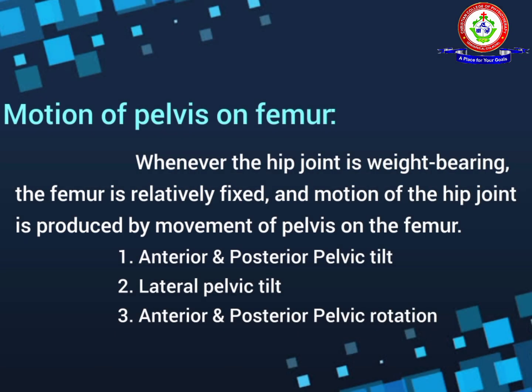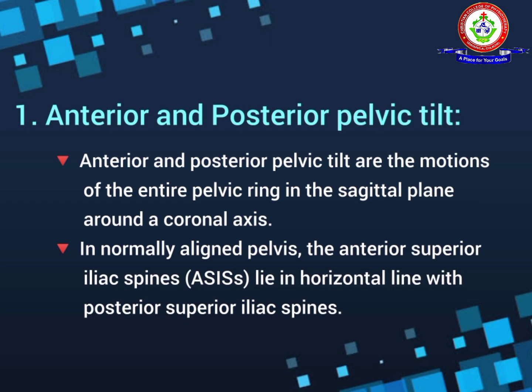When the hip joint is weight bearing, the femur is relatively fixed and the motion of the hip joint is produced by movement of the pelvis on the femur. It can be called by many titles. They are anterior and posterior pelvic tilt, lateral pelvic tilt, and anterior and posterior pelvic rotation. First we can see about anterior and posterior pelvic tilt.